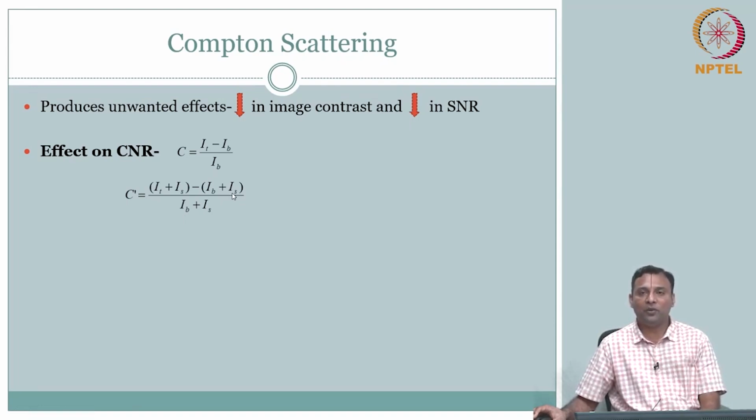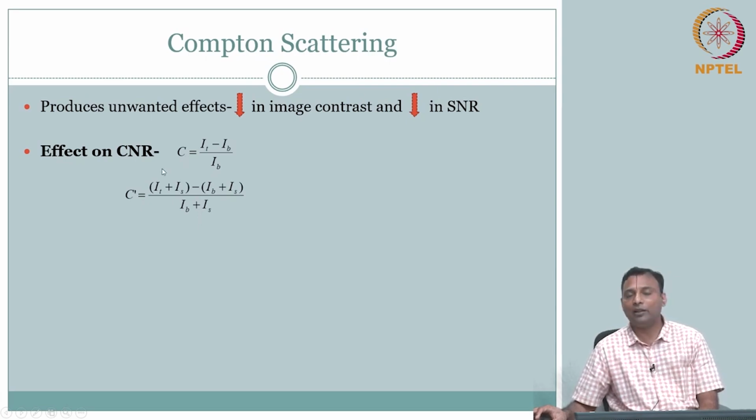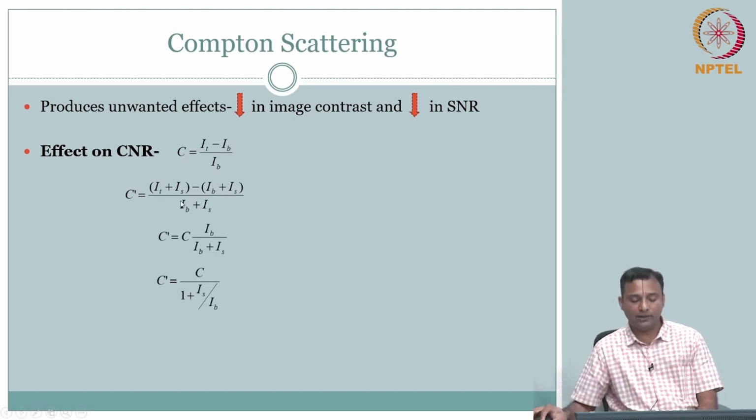I hope you now recall what we did, or at least what I asked you to do. So, C dashed is (IT plus IS minus IB plus IS) by (IB plus IS). That is, I have added the scattered intensity to all the pixels, both in the target and the background. So, if you do that, what is the new contrast? You can manipulate this to get the new contrast in terms of the old contrast by a factor. More conveniently we can write this as C dash is equal to C by (1 plus IS by IB).